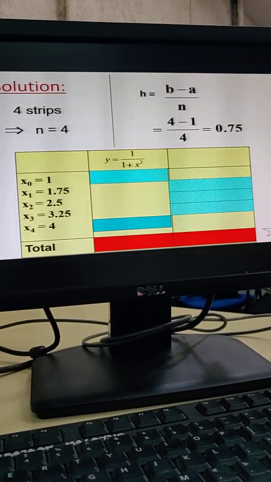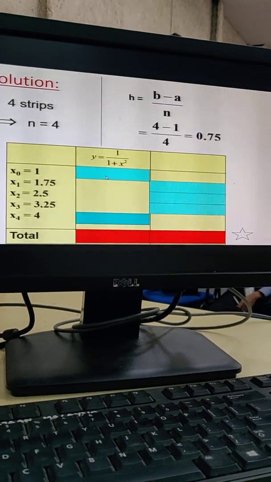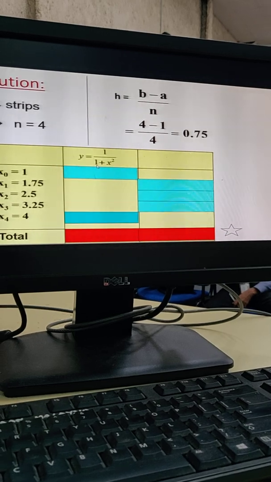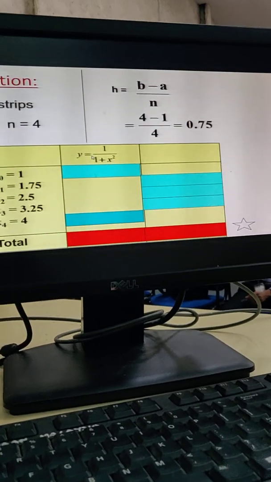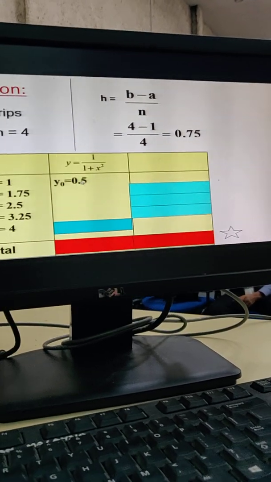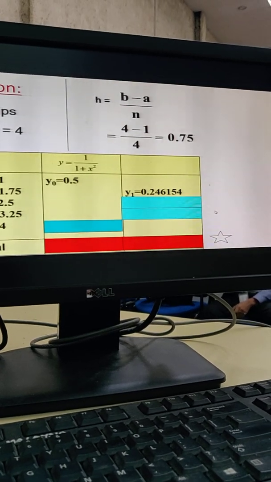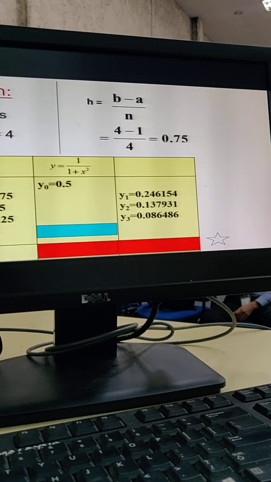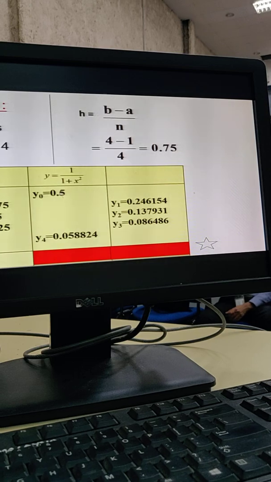Are you guys okay? That's what we have calculated just now. And this one here is the value when we substitute the value of x inside. Okay, we start with this formula. So you put 1 inside there, and you got this one. And you put the rest of the values, 1.75, 2.5, 3.25, and 4. You got this one.